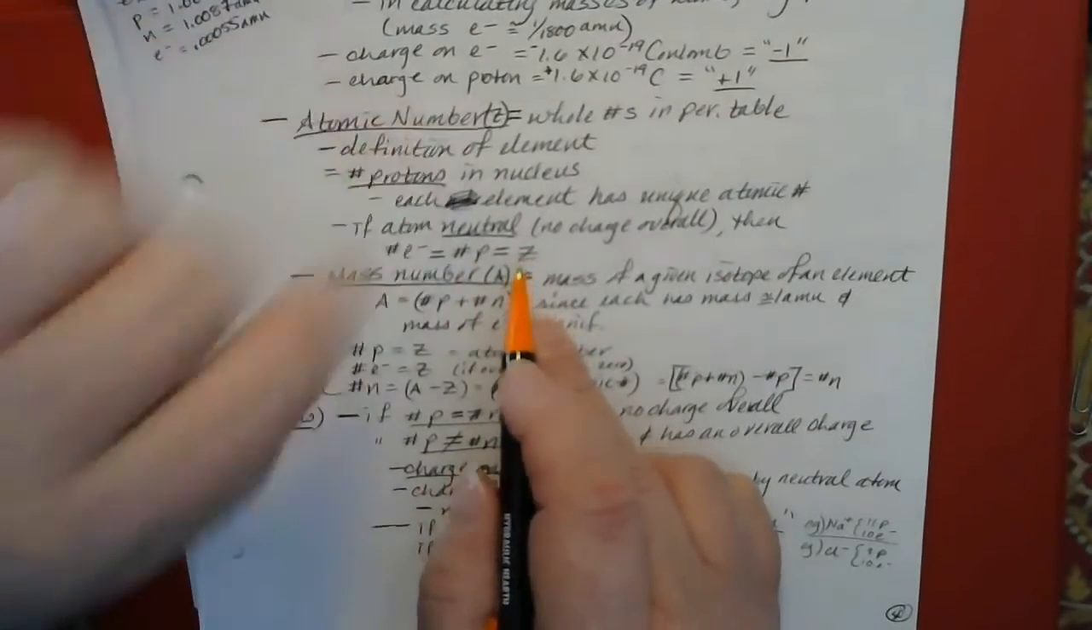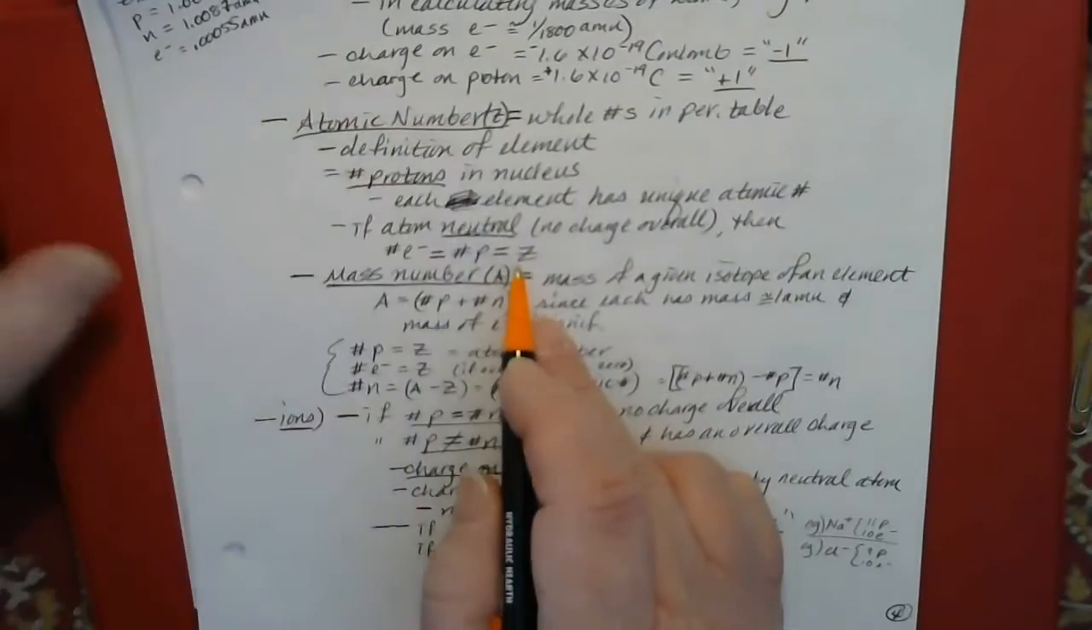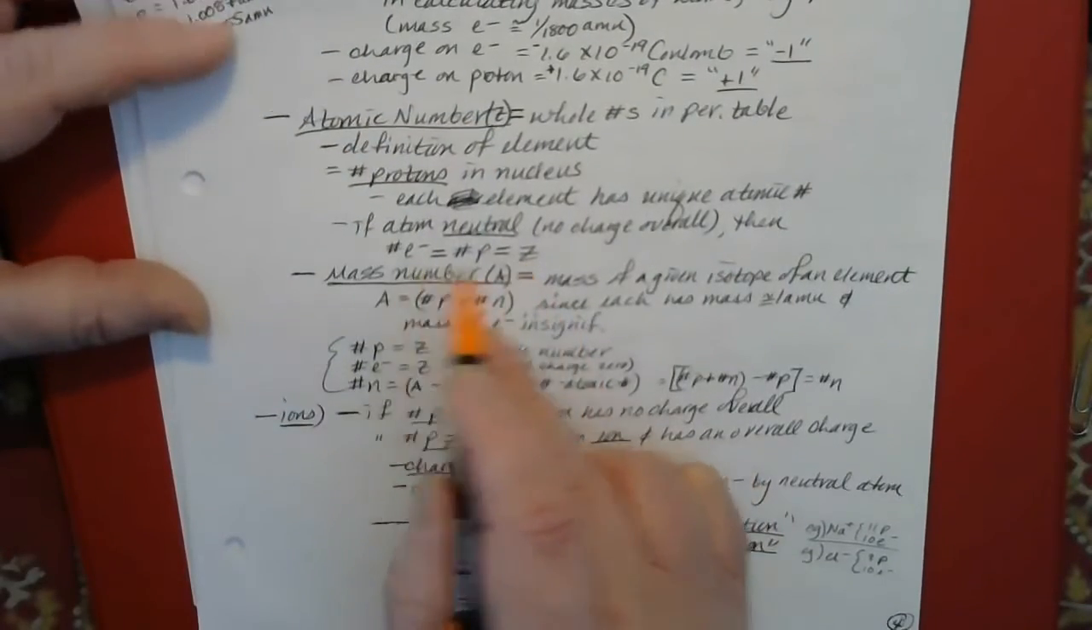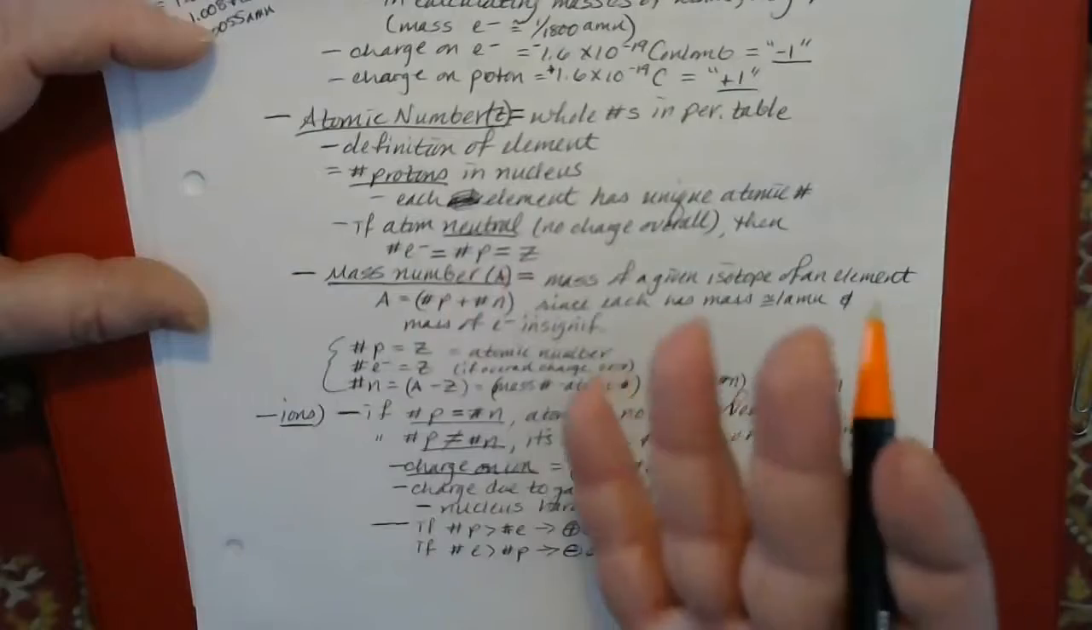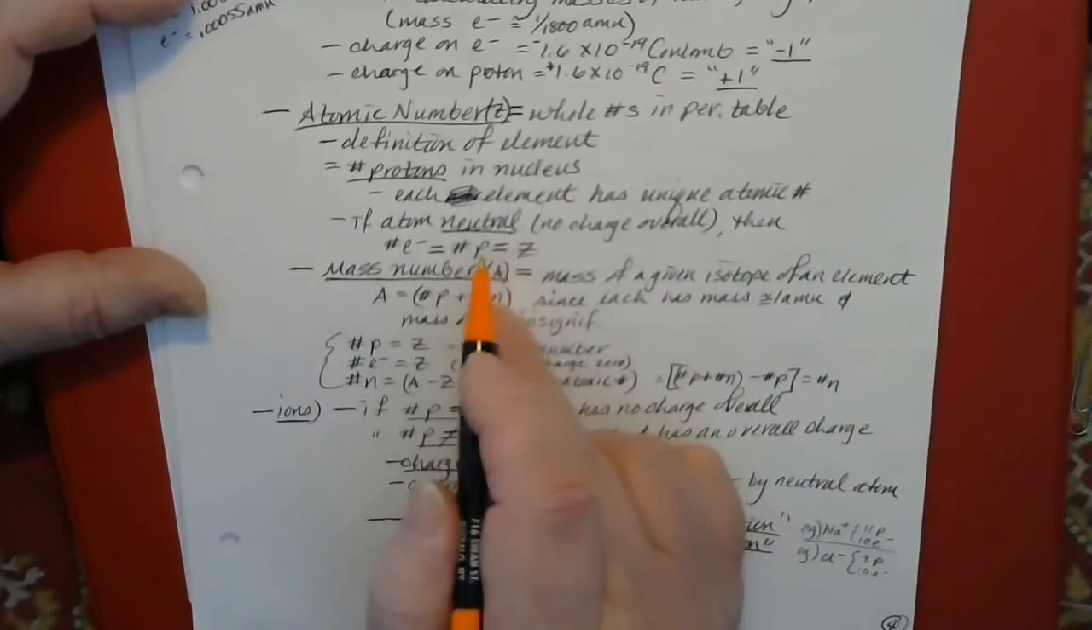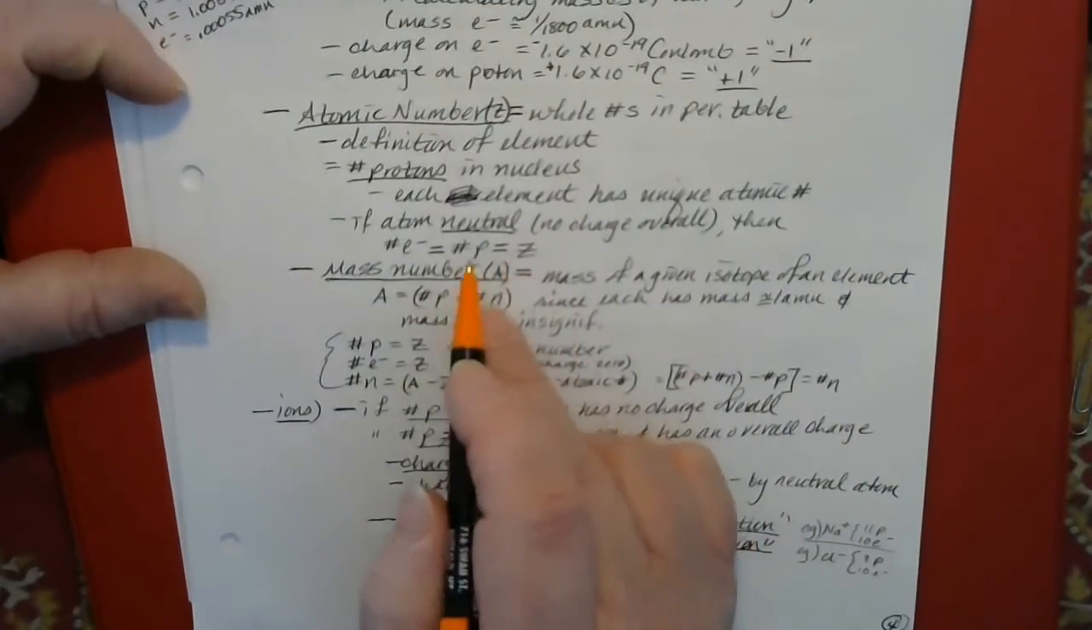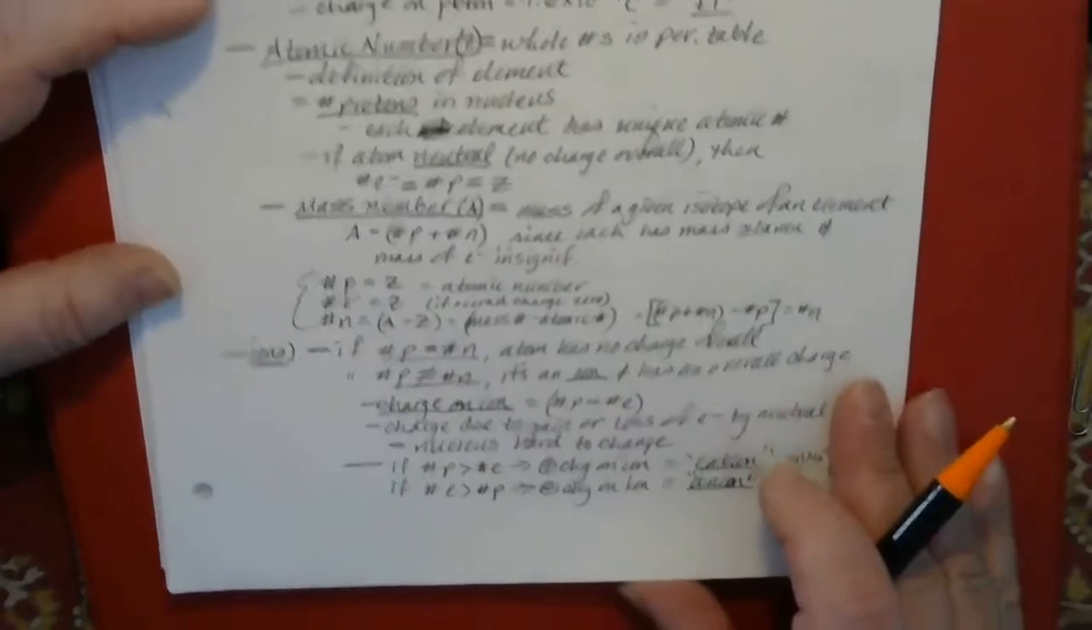So, the symbol for the atomic number is Z. I forgot to mention that before. For any normal atom, you can find the number of protons from the atomic number, and that also instantly gives you the number of electrons.